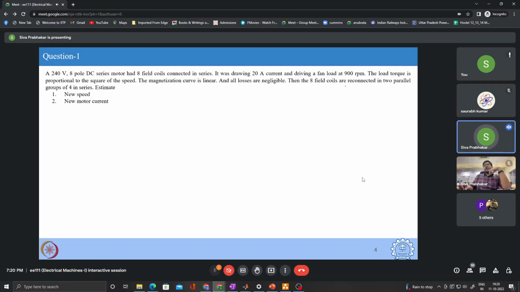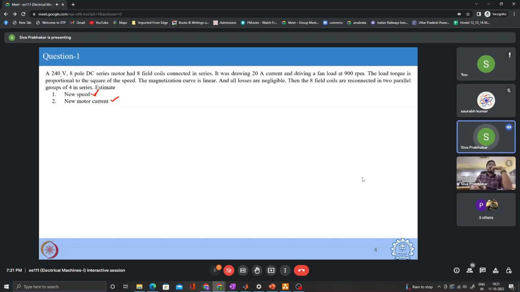Now the field coils are reconnected in two parallel groups of four in series. So they have changed the field configuration. As I have discussed, it is one of the methods to control the speed, with different combinations of the field resistances. They are asking us to estimate the new speed and the new motor current. So we need to find the new speed and new motor current.